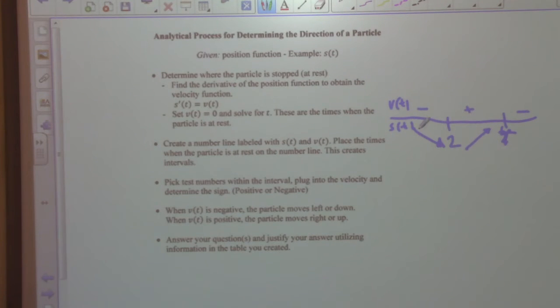You can draw the arrows because this down arrow indicates that the actual position function is decreasing. Down arrow, up arrow, and over here, a down arrow. So you can just go and this will help you to sketch or conceptualize what's going on here.